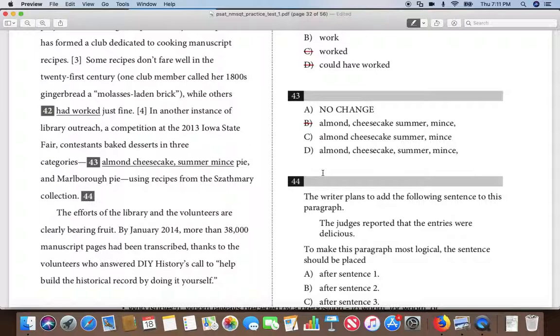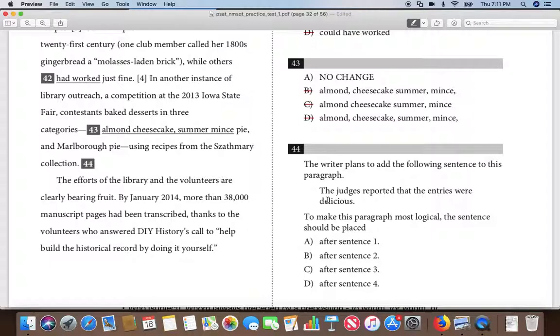Okay, almond, cheesecake, summer, mince pie, and Marlboro pie. That's also not right. Although cheesecake summer sounds pretty good, too. Not a thing. Almond cheesecake summer mince and Marlboro pie. That's not right. Why not? Because for one, there's too many categories, right? We got three categories. That's like five categories. We're gonna finish this.